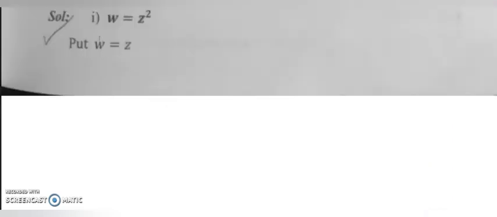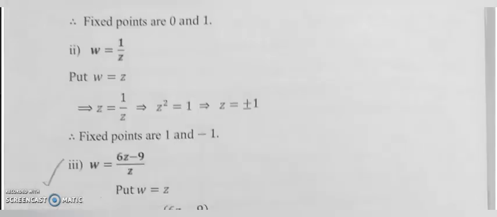So for this question, put W is equal to Z. Instead of W, we can take Z. So Z is equal to Z square. We get Z is equal to Z square. W will become Z. Now you can take Z to the other side. Z square minus Z is equal to 0. Taking Z as common, Z into Z minus 1 is equal to 0. So now the product of two terms is 0, which means Z equal to 0 or Z minus 1 is equal to 0. From this, Z is equal to 1. So now the fixed points are 0 and 1.